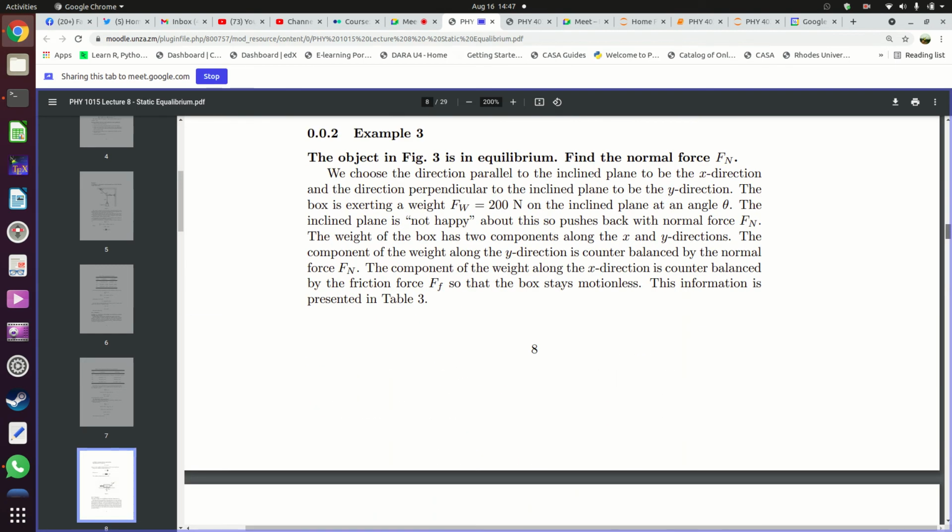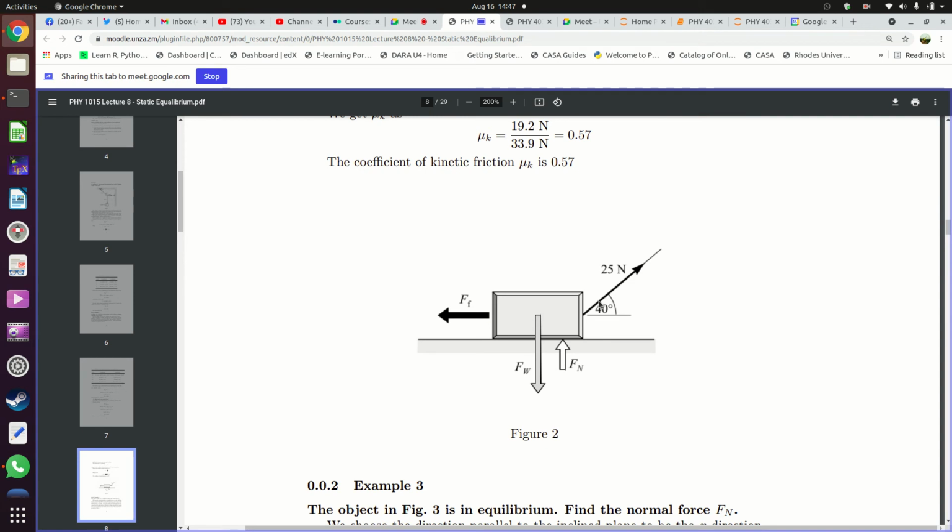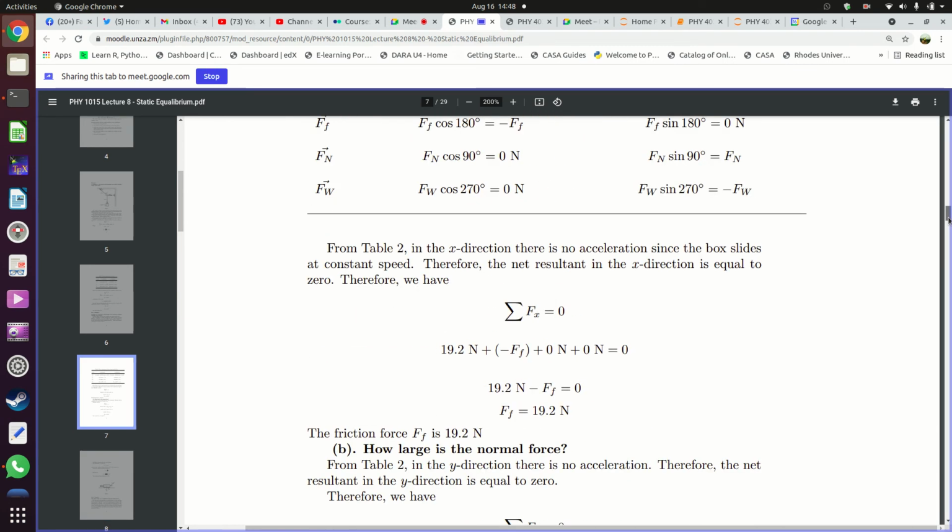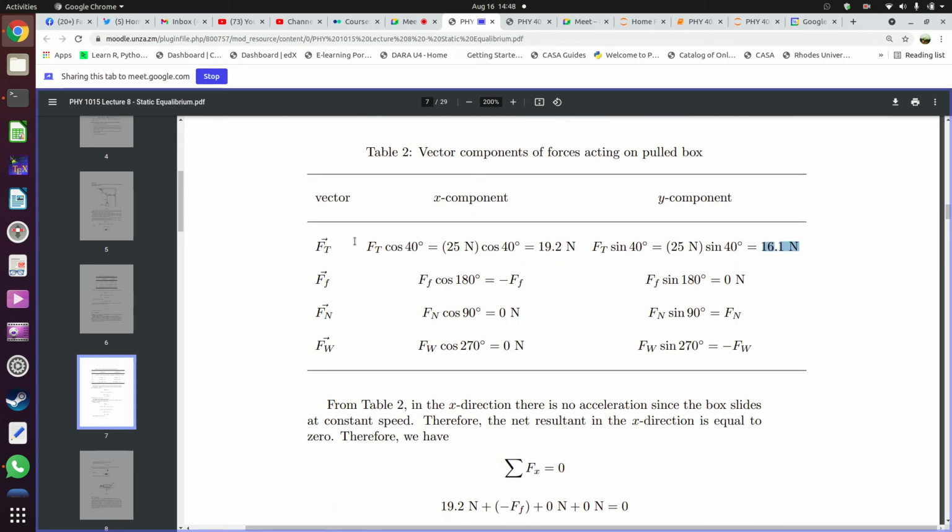which is pulling this box, the x component of this tension is what we have found: 25 newtons times cos 40 degrees. The y component is 25 newtons times sine 40 degrees, and that's what we have put in this table here. The x component is 19.2 newtons, the y component is 16.1 newtons.